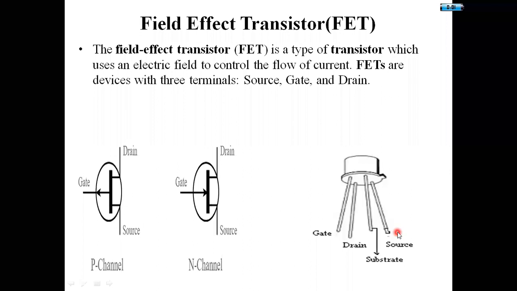This is the substrate terminal. The first one is source, drain, gate. This is the P channel JFET, and this is the N channel JFET. When the gate terminal arrow is pointing into the transistor, we can call this N channel. When the arrow terminal is pointing outwards, we can call this P channel JFET.